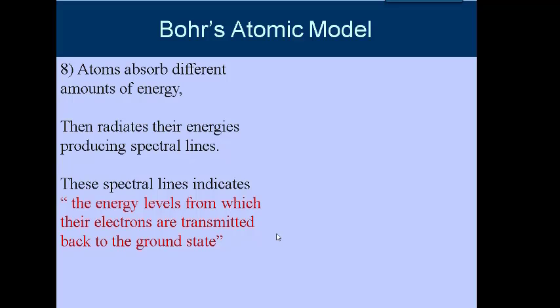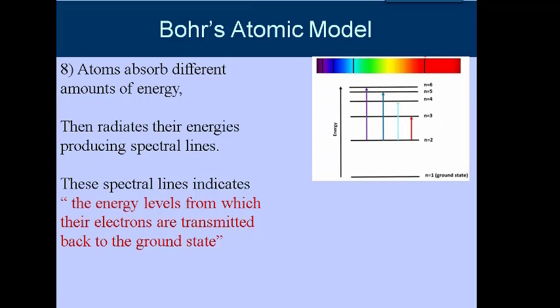Atoms absorb different amounts of energy. Then they radiate their energies, producing spectral lines. And these spectral lines, these colors formed by the hydrogen atom, indicate the energy levels from which the electrons are transmitted back to the ground state.